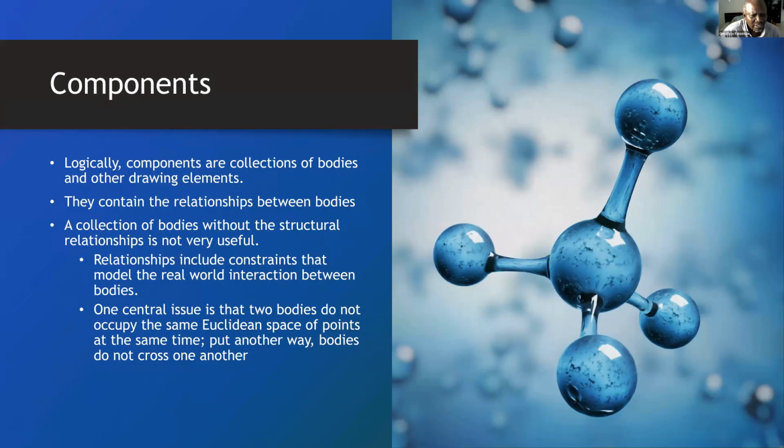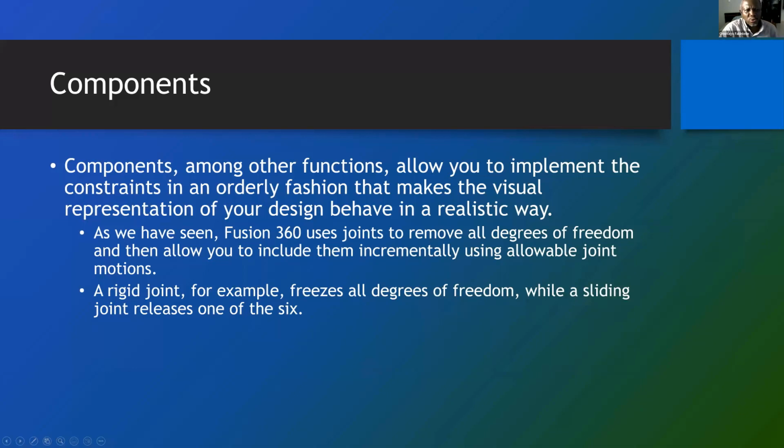Relationships include constraints that model the real-world interactions between the bodies. One central issue is that two bodies do not occupy the same Euclidean space of points at the same time. Put another way, bodies do not cross one another. Among other functions, components allow you to implement the constraints in an orderly fashion that makes the visual representation of your design behave in a realistic way.